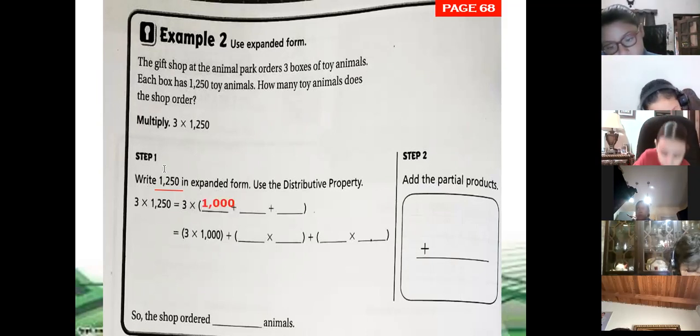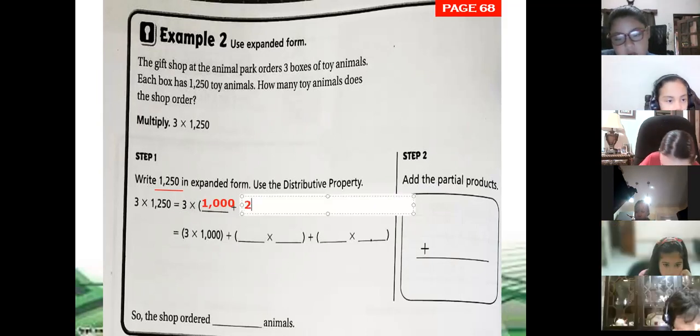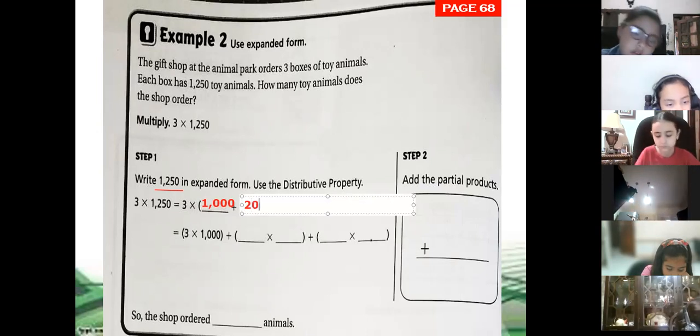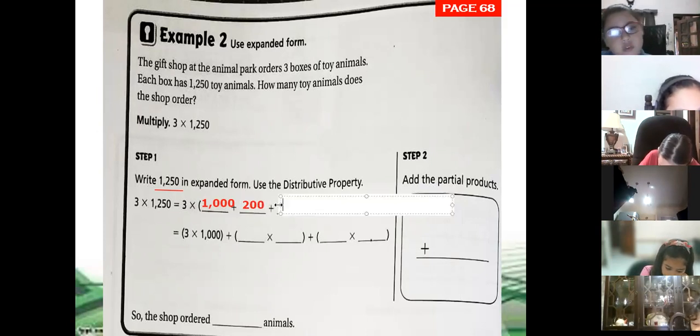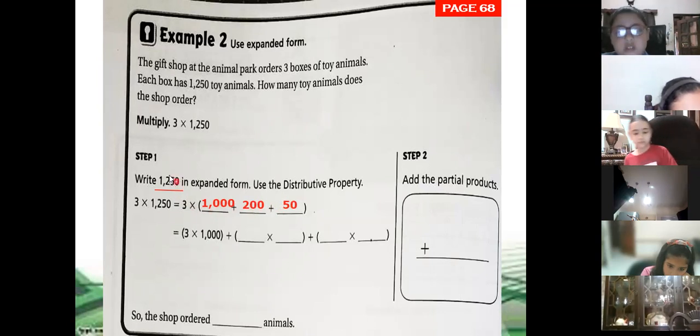What is the value of number 2? Where is number 2 located? 2. Yes, but 2 what? 25. No, it's expanded form. 2 what? When you read this number, you say 1,200. So the value of number 2 is 200. And number 5, what is the value of number 5? 50. That's right. So the expanded form of this number is equal to 1,000 plus 200 plus 50. That is the expanded form for this number.